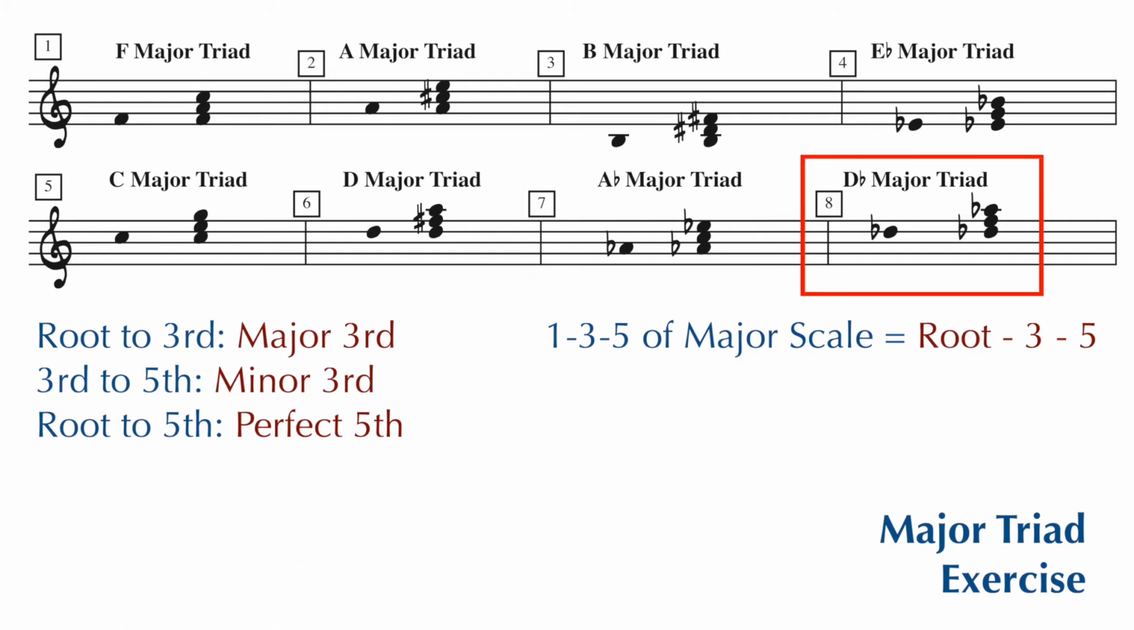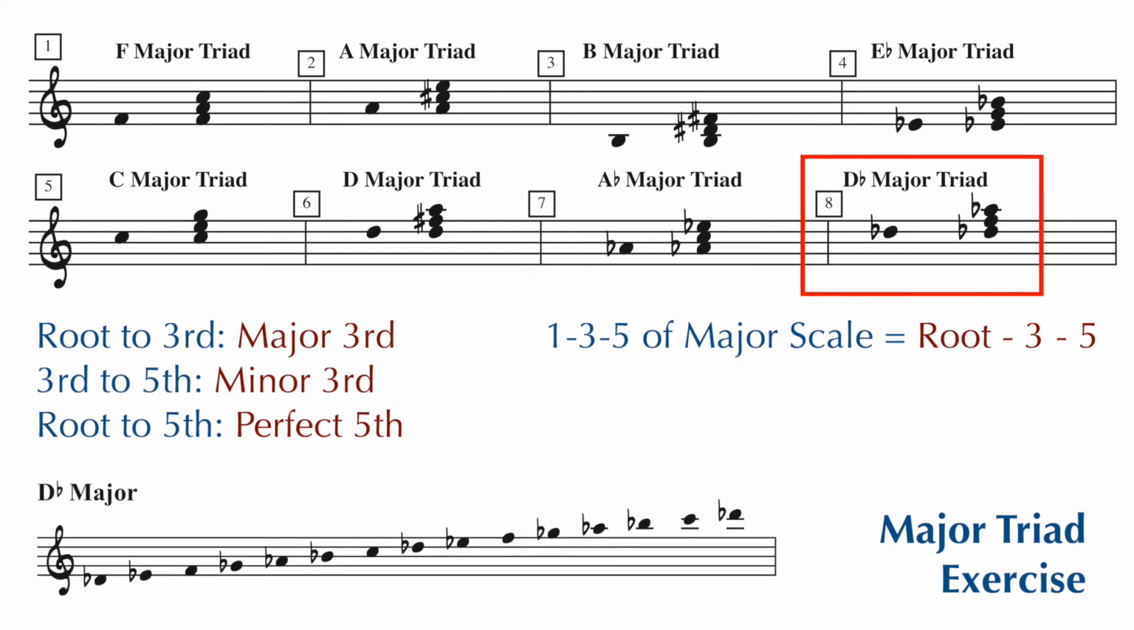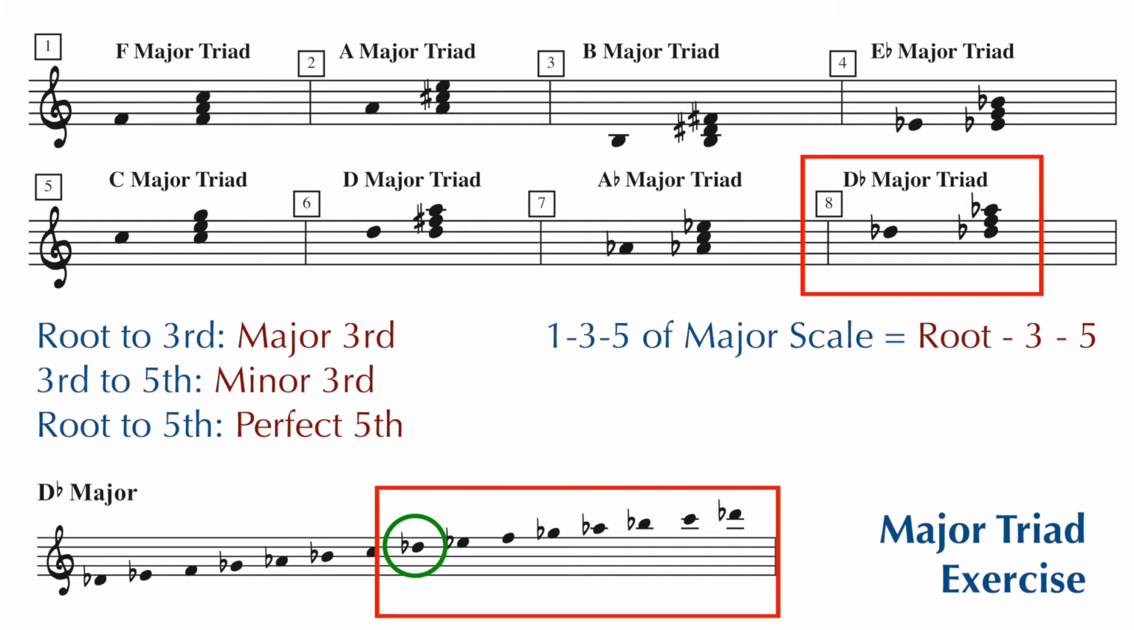Number 8, D flat major triad. Let's build a scale this time from a D flat. 1, 2, 3, 4, 5. So our notes for the D flat major triad are notes 1, 3, 5 of the D flat major scale, D flat, F, A flat. Root, 3, 5.